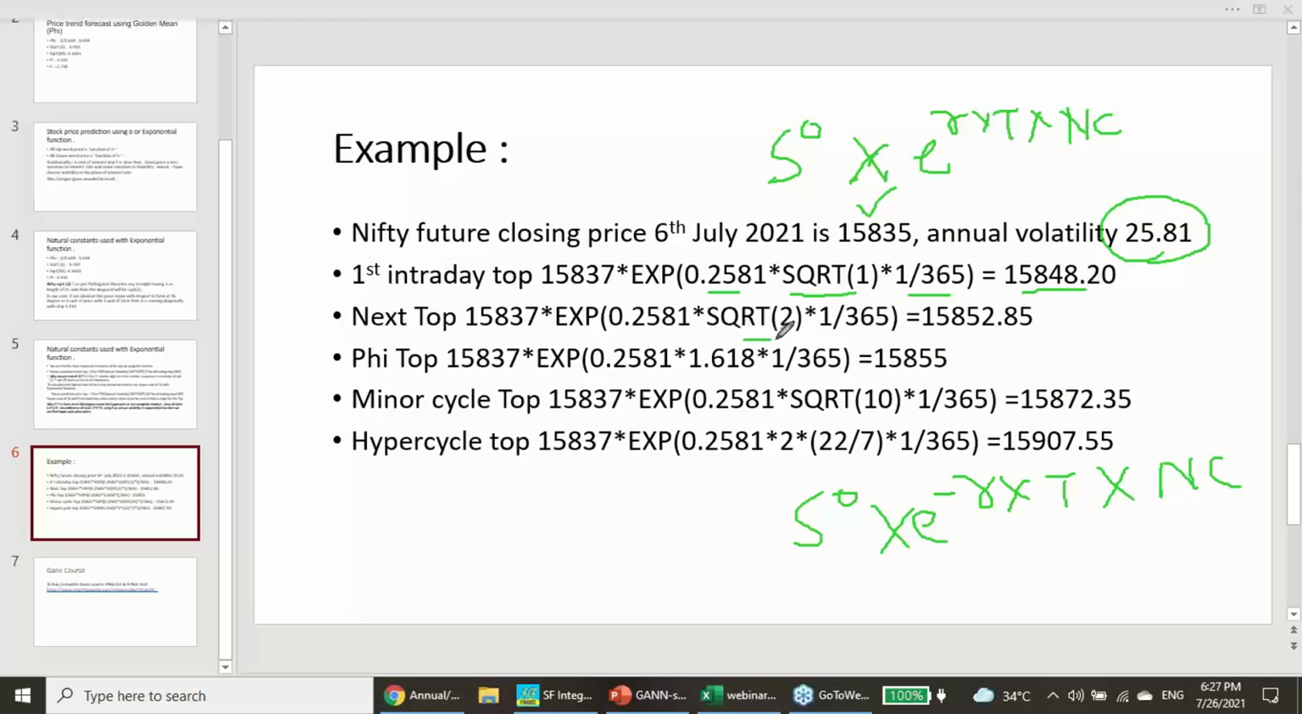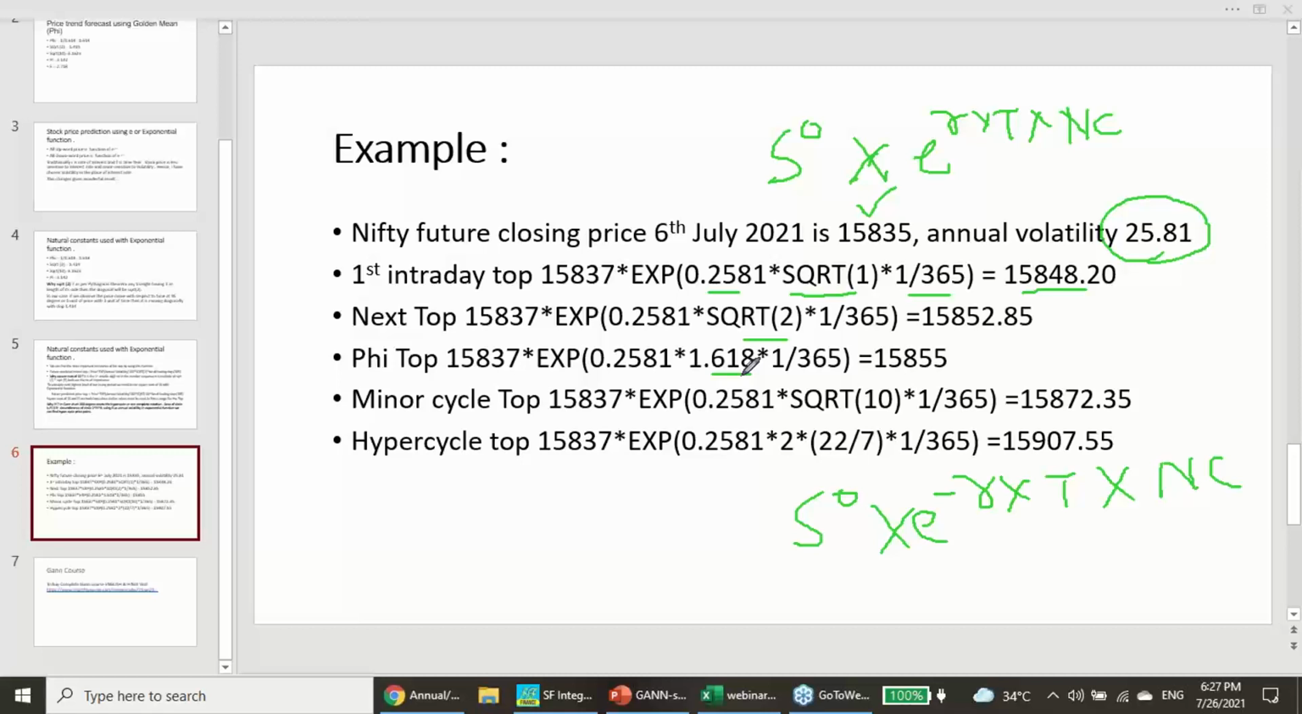Next, I have to take the square root of 2. The remaining things will be the same, volatility as it is. One natural constant I have added, square root of 2, which is called my 45-degree trend line. Square root of 2 is 1.41. The second value is multiplying the same e to the power rt, with natural constant 1.618, which is phi.